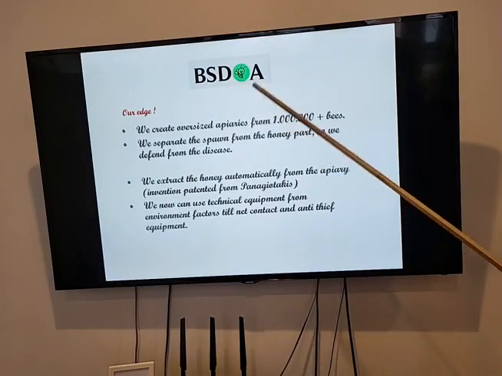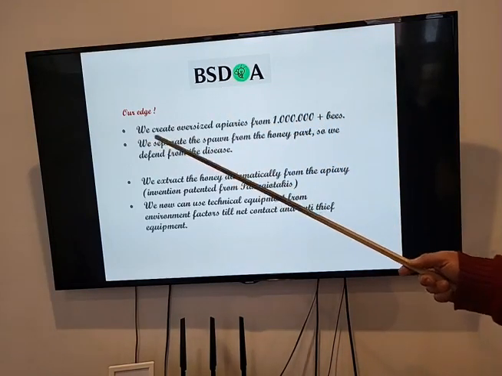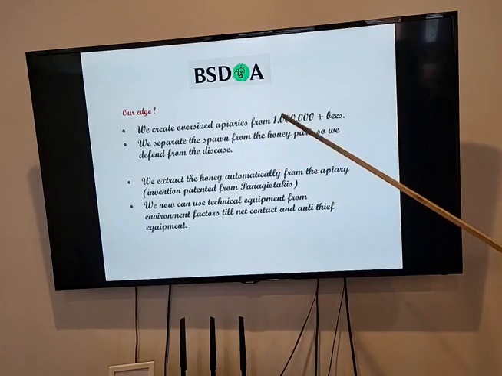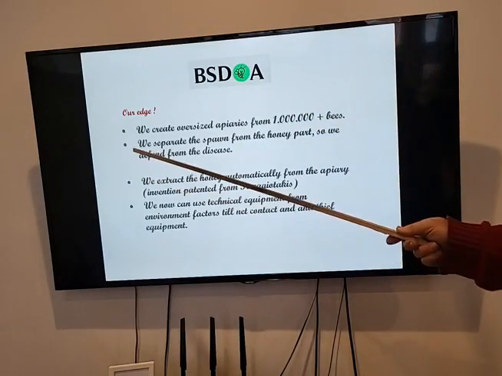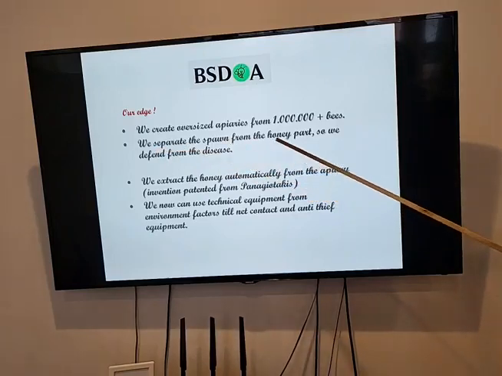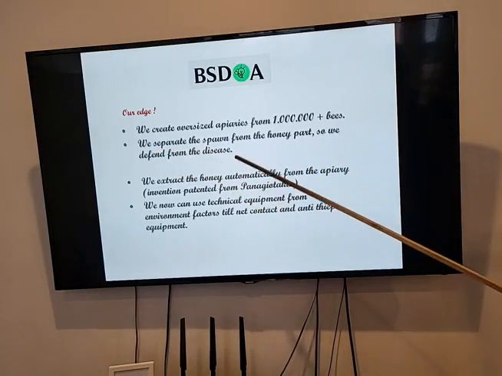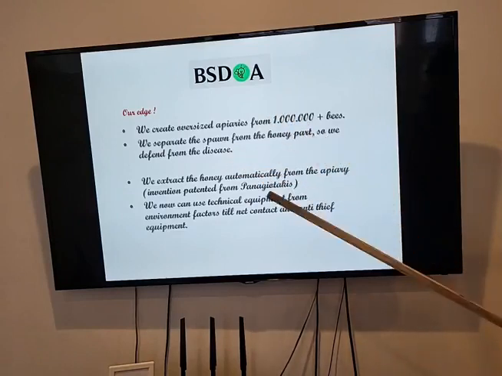Beginning system for developing oversized appearance. In our age, we create oversized appearance from 1 million bees plus. Second, we separate the brood from the honey part, so we defend from the disease.